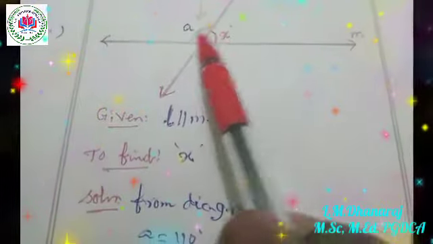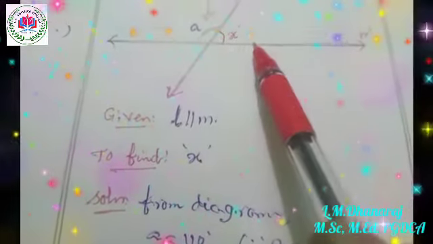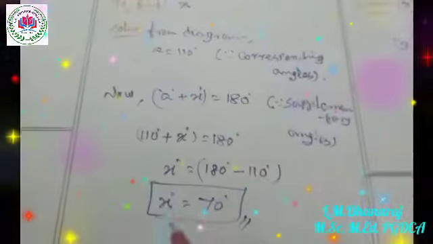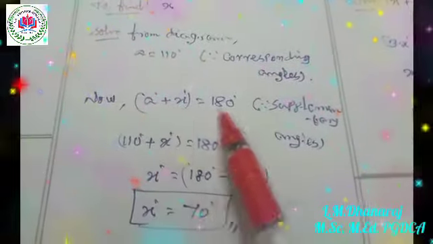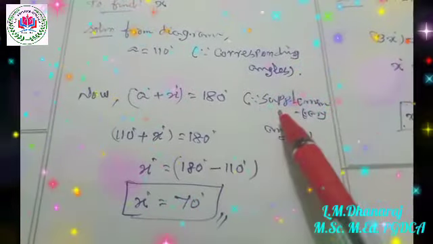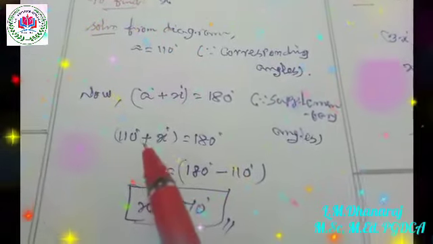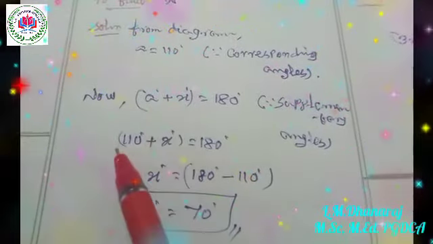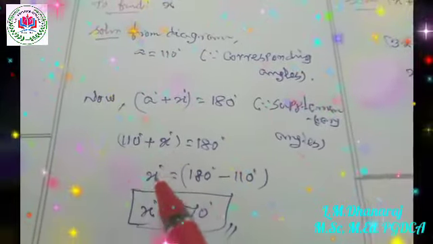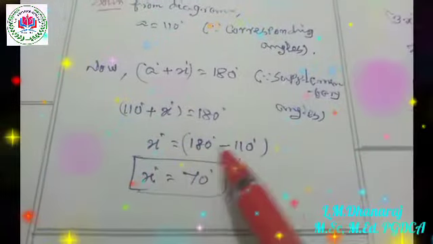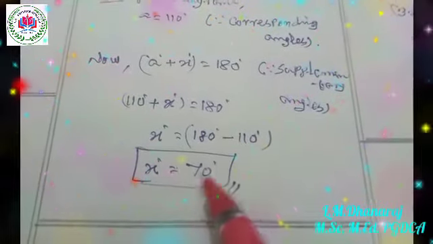Now consider these two angles. The sum of these two angles will be 180 degrees because it is a straight line, a linear pair. So A degrees plus X degrees is equal to 180 degrees. That is supplementary. Let us replace A is equal to 110 degrees. That is X is equal to 180 degrees minus 110. That is X is equal to 70 degrees.